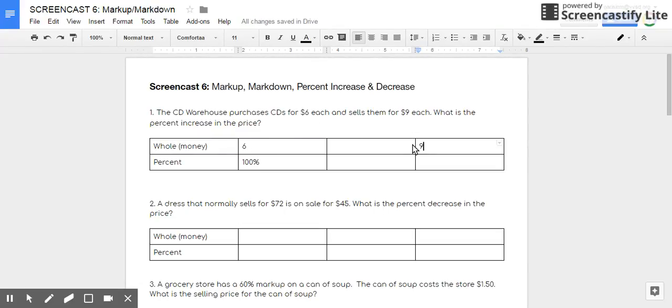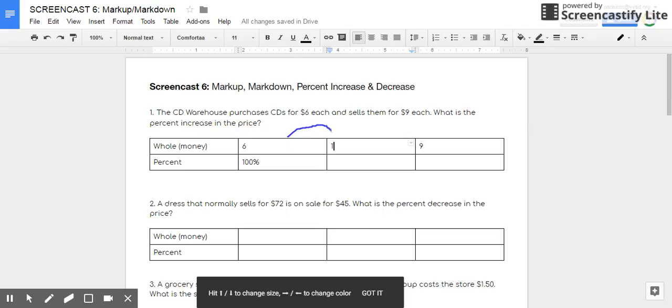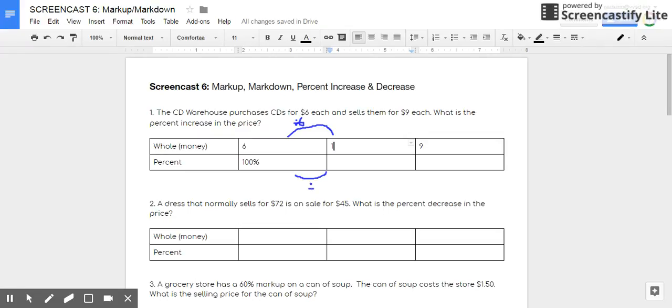So currently we cannot go from 6 to 9, but we know we can go from 6 to 1. And we can do this by taking 6 and dividing it by 6 to get 1. Whatever we do in the numerator, we have to do in the denominator. So then we have to take 100 and divide it by 6. 100 divided by 6 is going to get us a repeating decimal of 16.6 repeating. I'm currently going to leave that in my calculator.